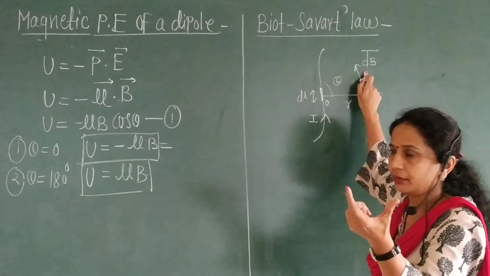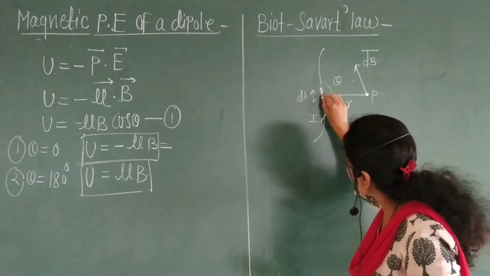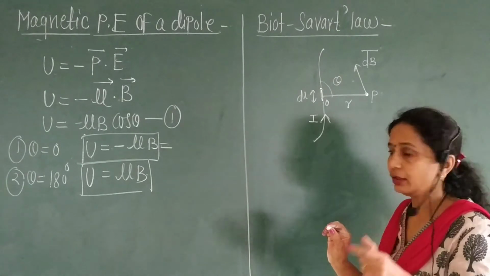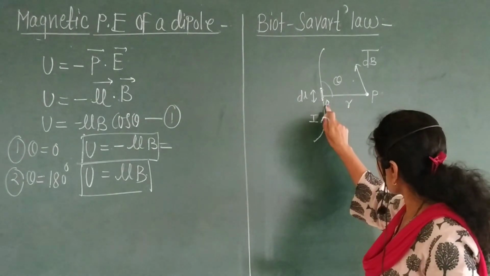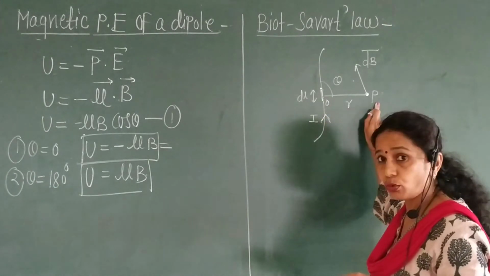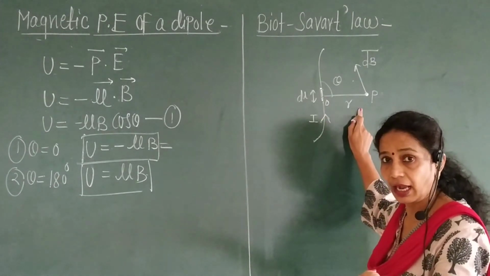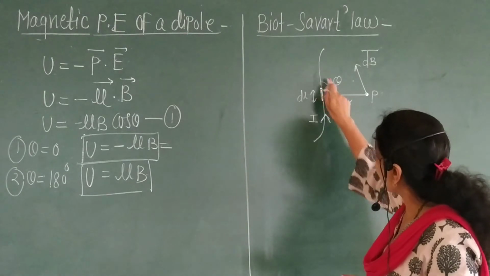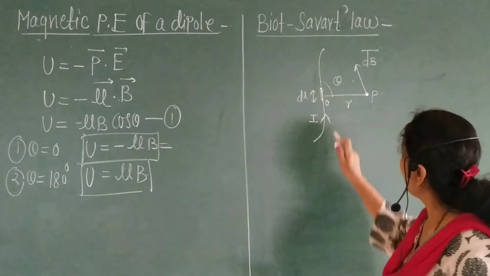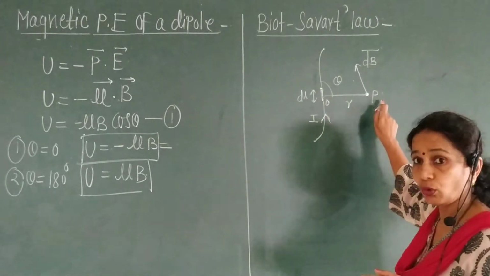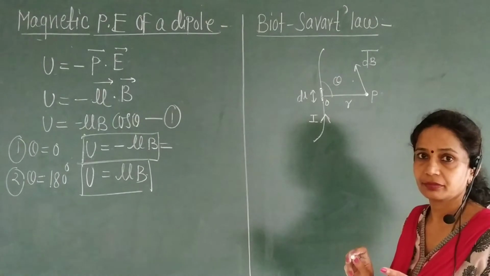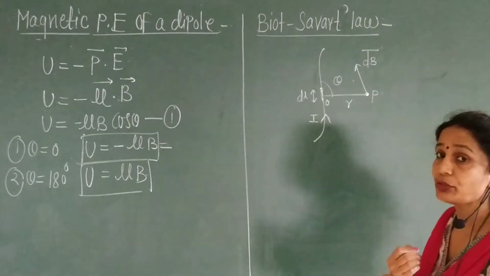Because it is small, first we consider a small element whose length is dl. Then the center of that element is the point O. The distance OP is denoted by r. The angle between dl and that line OP is theta. Then what is the Biot-Savart law?